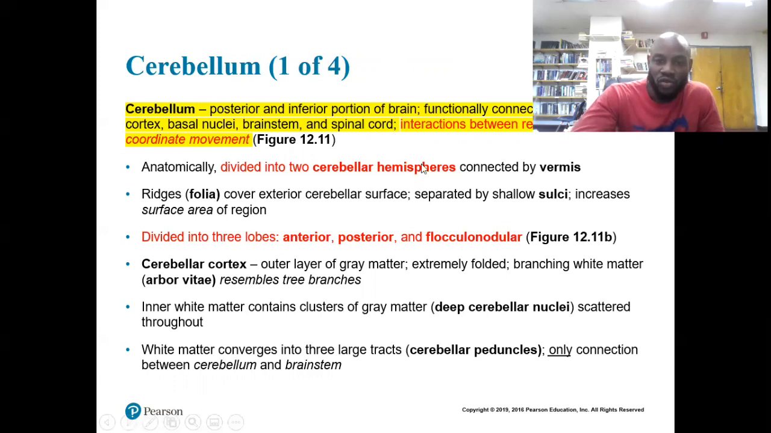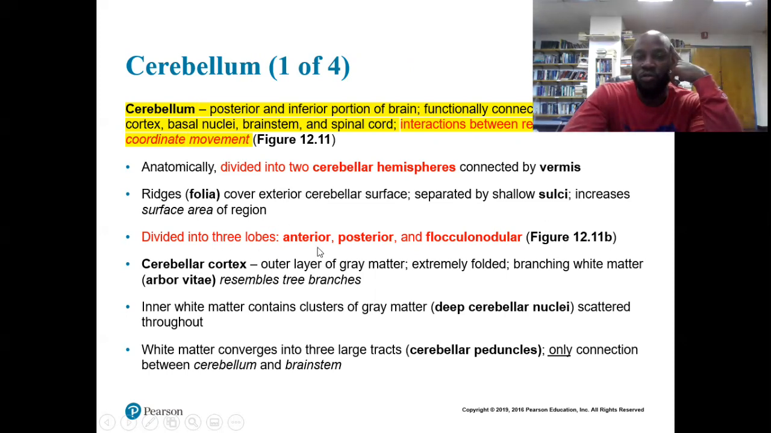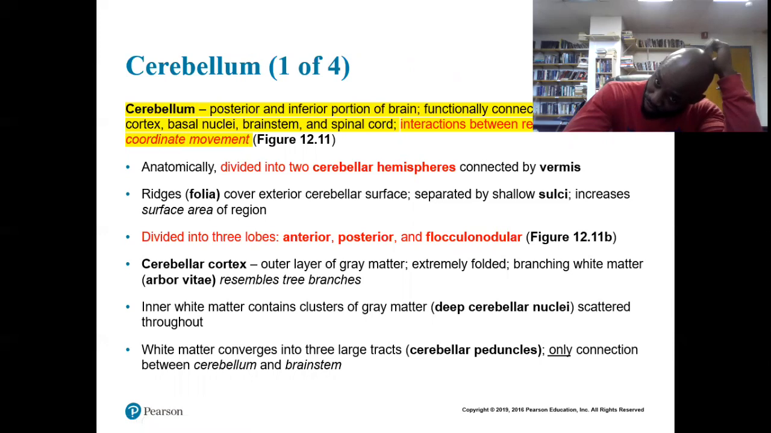Right? Divided into two cerebral hemispheres, very similar to the cerebrum. Cerebellar hemispheres, very similar to the cerebrum, connected by vermis. Has ridges that cover the exterior cerebellar surface, separated by shallow sulci, which increases surface area, just like the cerebrum. We divide the cerebellum into 3 lobes, anterior, posterior, and flocculonodular. Say that 3 times fast.